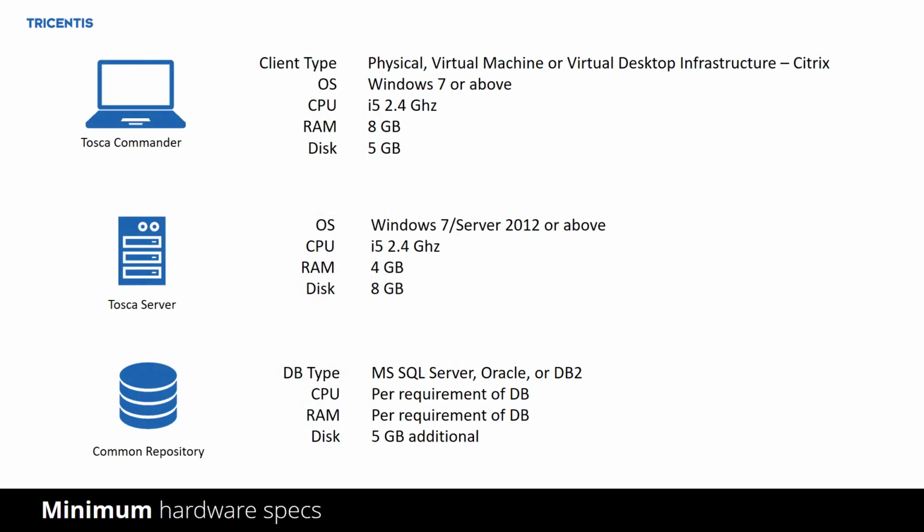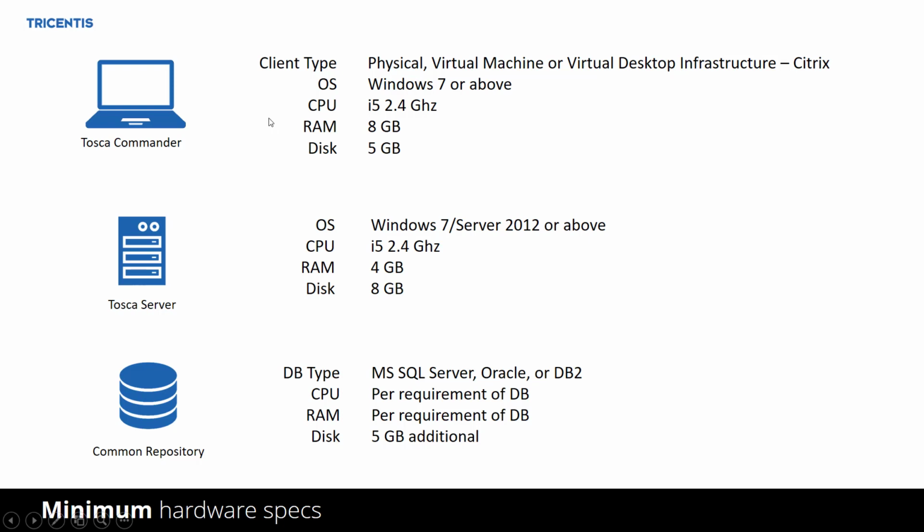Of course, before you start with a Tosca installation, you also need to check the system requirements which are necessary. Let's take a quick look at it. On the Tosca Commander side, on the client machine, you can install Tosca Commander on a physical machine, on a virtual machine, or on Citrix. Operating system must be Windows 7 or above.